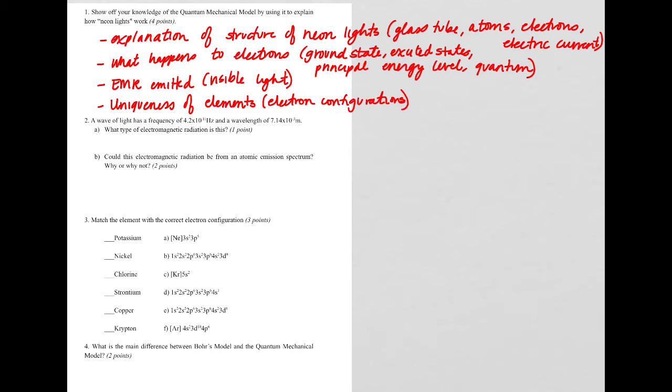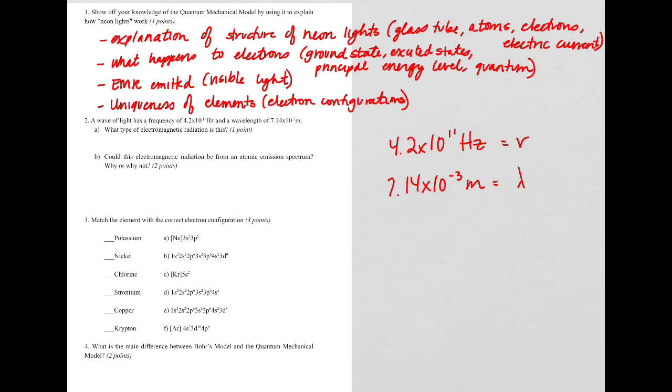Number 2 says a wave of light has a frequency of 4.2 times 10 to the 11 hertz and a wavelength of 7.14 times 10 to the negative 3 meters. And I want to know what type of electromagnetic radiation this is. So I'm going to write 4.2 times 10 to the 11 hertz is my frequency, and I have a wavelength of 7.14 times 10 to the negative 3 meters.